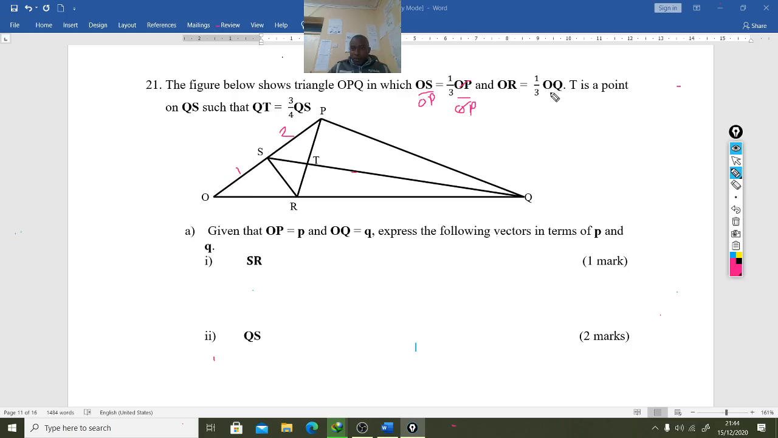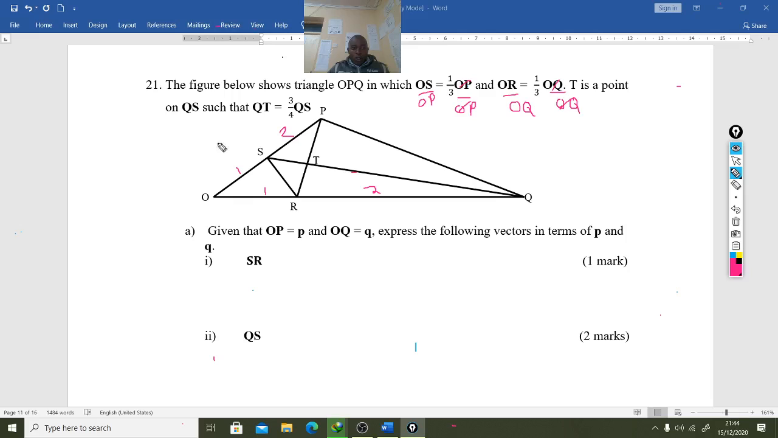And this one, if I divide by OQ, OQ and OQ cancel, so OR over OQ is 1/3. So O to R is 1 and O to Q is 3, meaning 3 minus 1 is 2, so here is 2. So OR to RQ is 1:2.